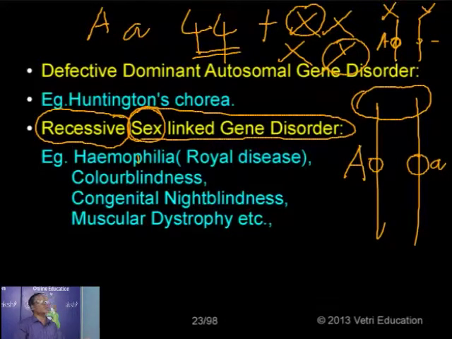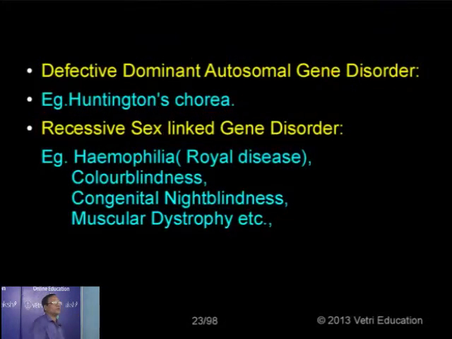Then congenital night blindness. Night blindness, also called nyctalopia, is caused because of the deficiency of vitamin A. Normally, the person is unable to see objects in twilight vision just after sunset. Then it is called night blindness.